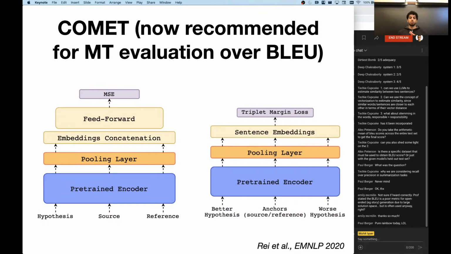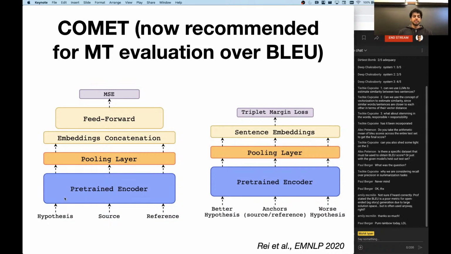Here's how COMET works. It again is just using one of these pre-trained encoder-only models. So you see here pre-trained encoder. This could be BERT. It could be MBERT, which is multilingual BERT, or XLM, which is another multilingual encoder. It could be byte T5 or MT5, just the encoder part, which we discussed when we talked about tokenization.